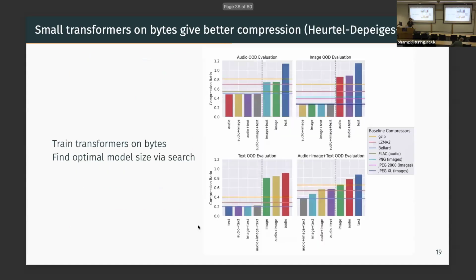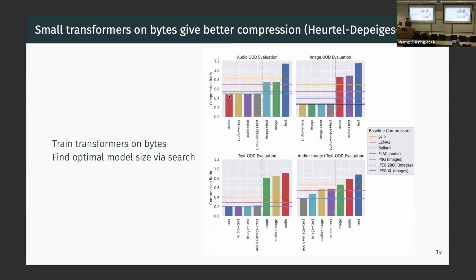And then later on we did a study where we trained smaller models, and basically we tuned the model size to find the best adjusted compression ratio. This figure here shows the training domain, so different training data, audio, or audio plus image, or audio plus text, and then evaluated on audio. So this is saying, yes, training on audio is still the best.